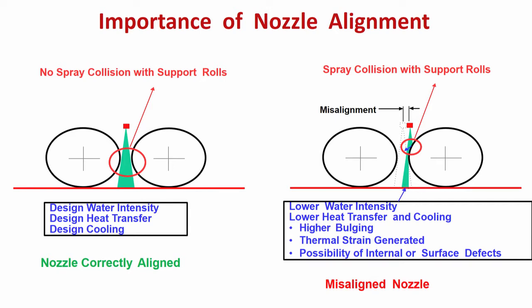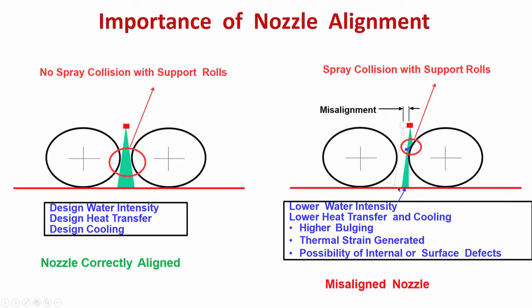So, because of the misaligned nozzle, the water intensity is low. Because of this, heat transfer will be low, cooling also will be low. So, what is the consequence? The consequence will be higher bulging, more probability of bulging, and possibility of thermal strain getting generated. Why? Because here there is no cooling, here there is some cooling. So, non-uniform cooling. So, there is a possibility of thermal strain, possibility of internal or surface defects.